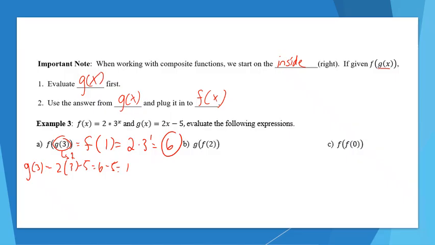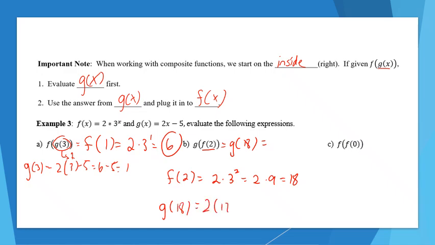Now let's take a look at b. What is g of f of 2? We first want to start on the inside and find f of 2 first here. So this is going to be 2 times 3 squared, which is 2 times 9, which is 18. And now we want to just find g of 18, which should be equal to 2 times 18 minus 5, which is 36 minus 5, which is 31. So 31 should be our answer for part B.